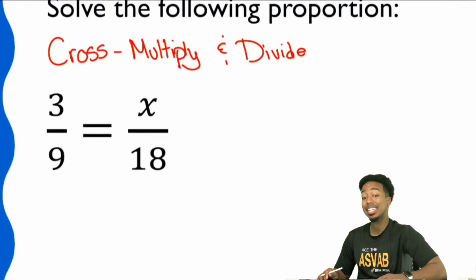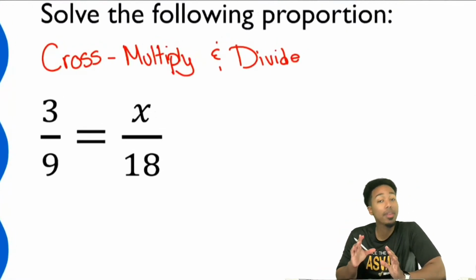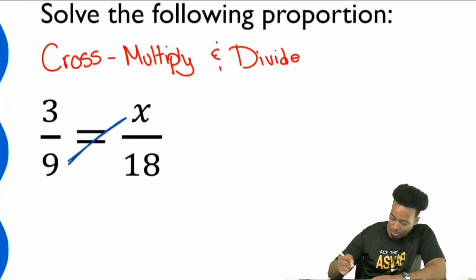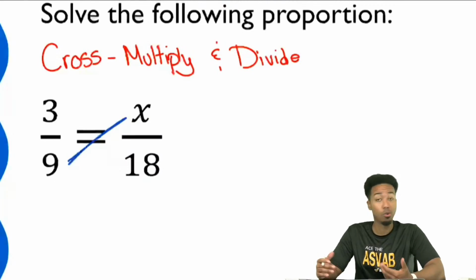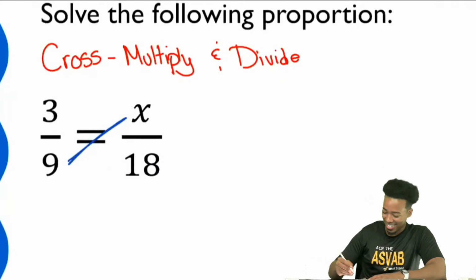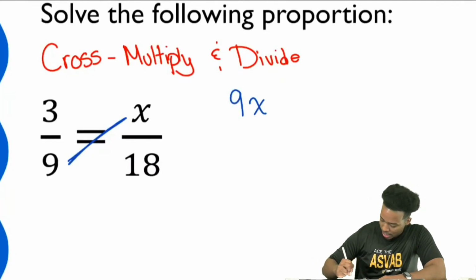Cross, multiply, and divide. So with that, again, what does that mean? Well, all that means, guys, is, again, you're going to crisscross right here, crisscross applesauce. Everybody, 9 times x, what's that going to be? You don't know what x is. If you're multiplying, you can just attach those things together, and you're good. 9 times x is 9x. Okay, sounds good. Let's go ahead and put an equal sign there.